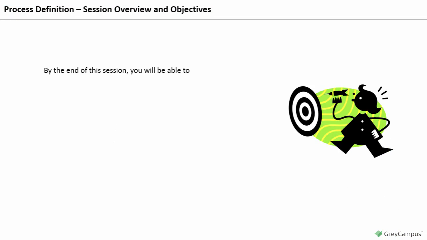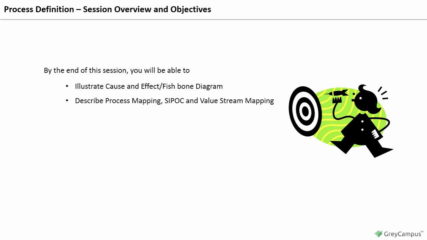Process definition, section overview and objectives. By the end of this session, you will learn what cause and effect and the fishbone diagram are, what process mapping, SIPOC, and value stream mapping are, what an XY diagram is, and what a failure mode and effect analysis is.